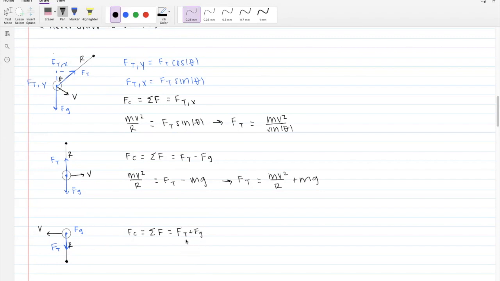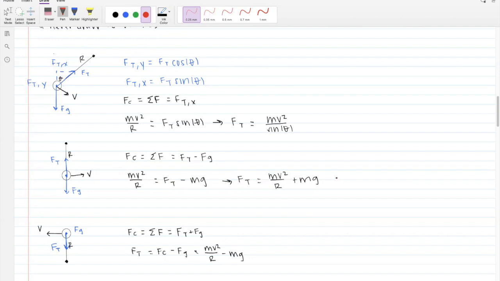All right, so Ft plus Fg, Ft is equal to centripetal force minus Fg, which is equal to mv squared over r minus mg. Now what you should notice, very simply, is that this equation is greater than this equation by a factor of 2 mg.